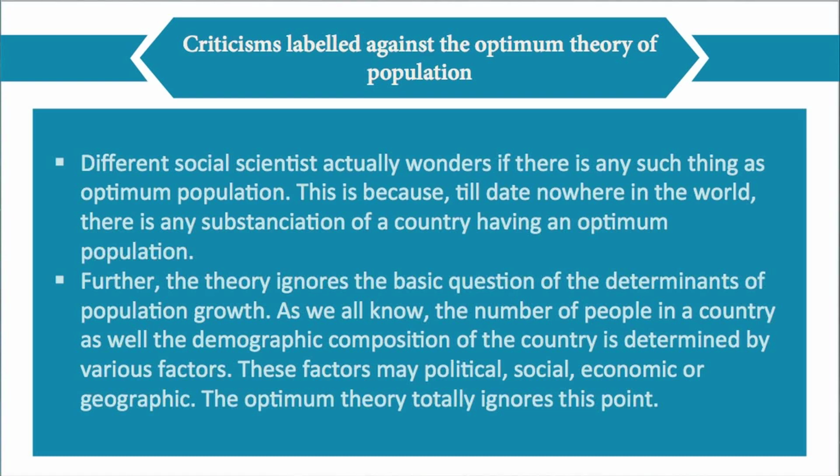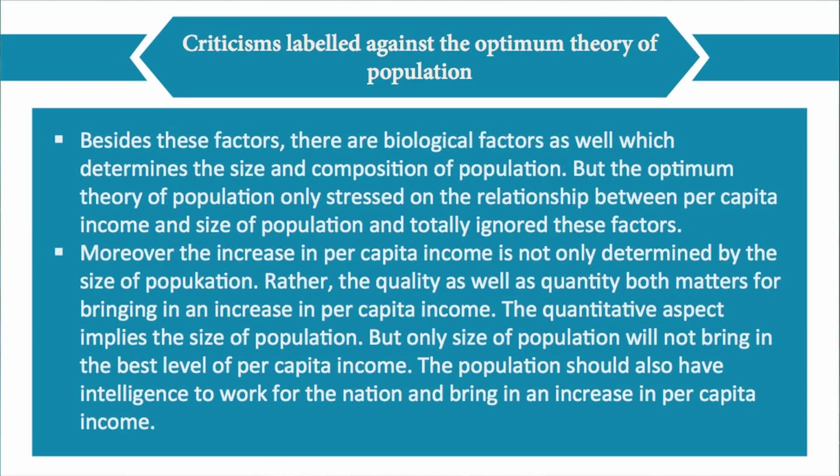The optimum theory totally ignores that there are many factors which affect the demographic composition of the country. Besides these factors, there are biological factors which also determine the size and composition of the population. But the optimum theory of population only stressed the relationship between per capita income and size of population and totally ignored other factors.